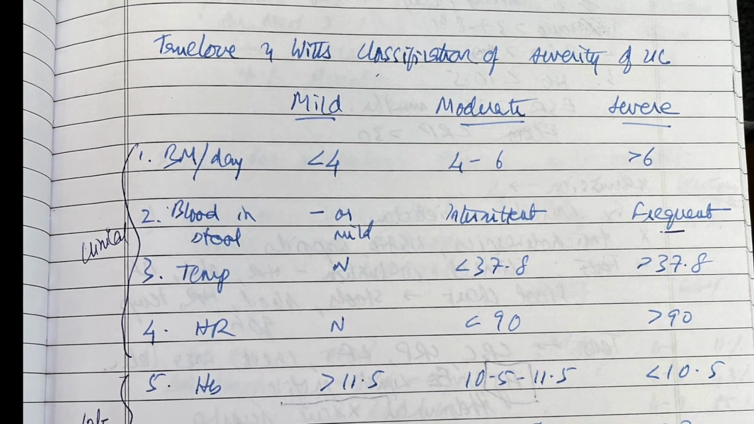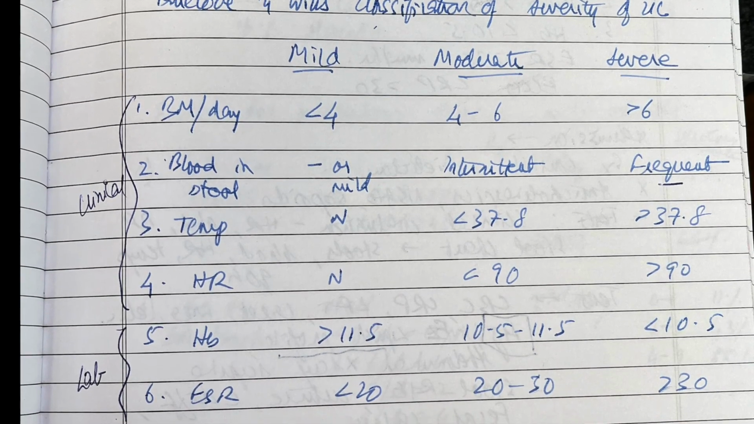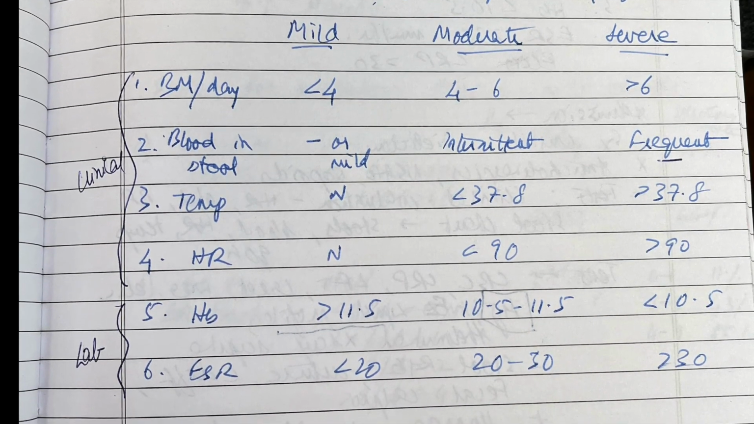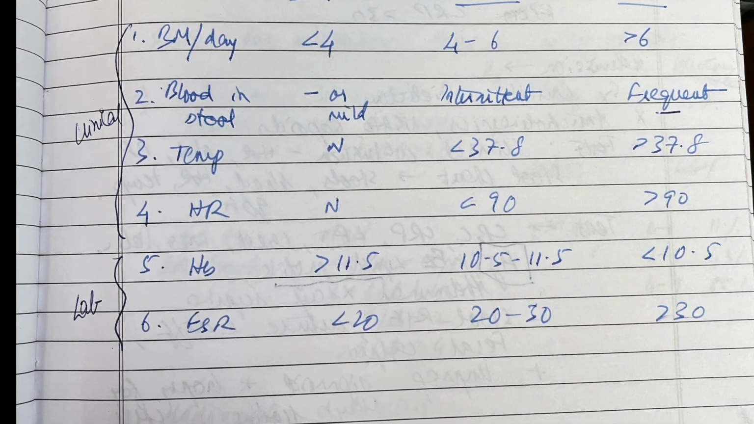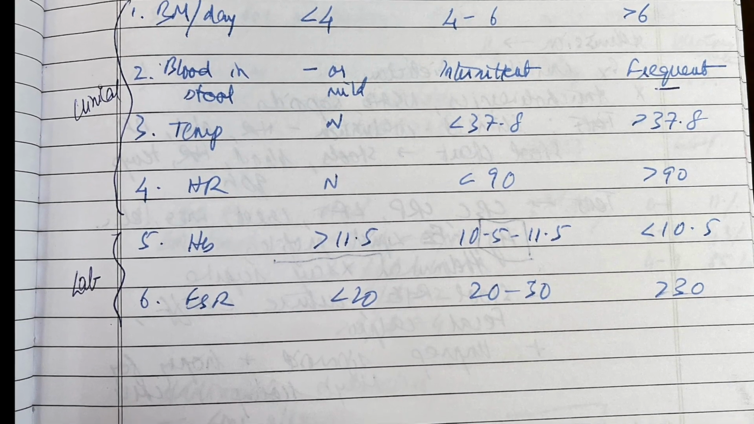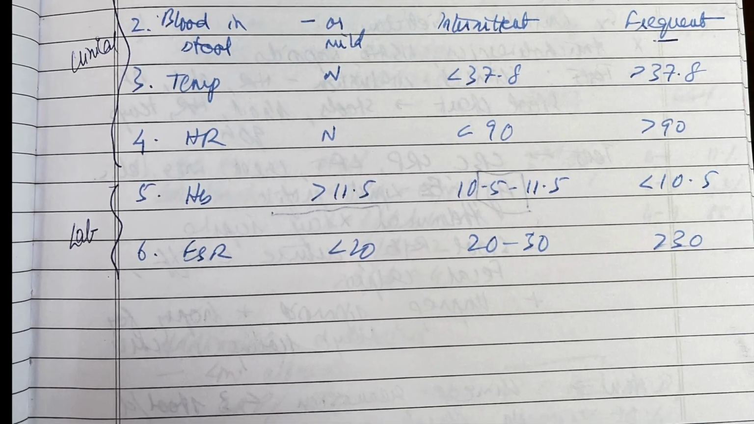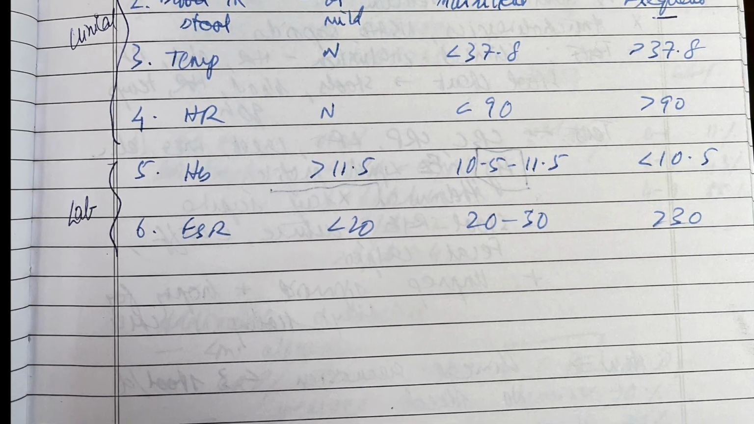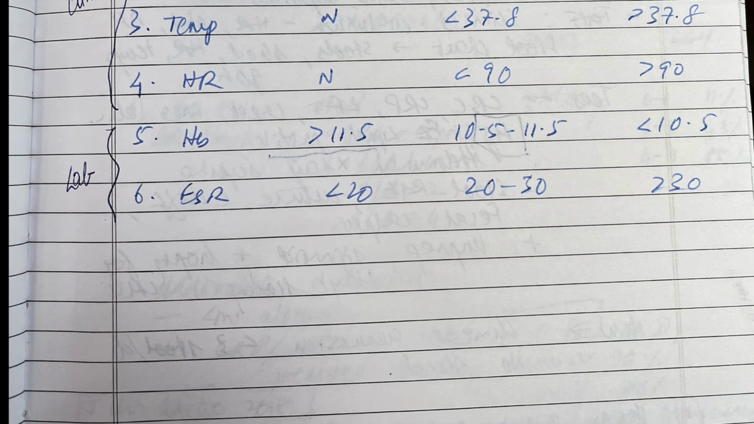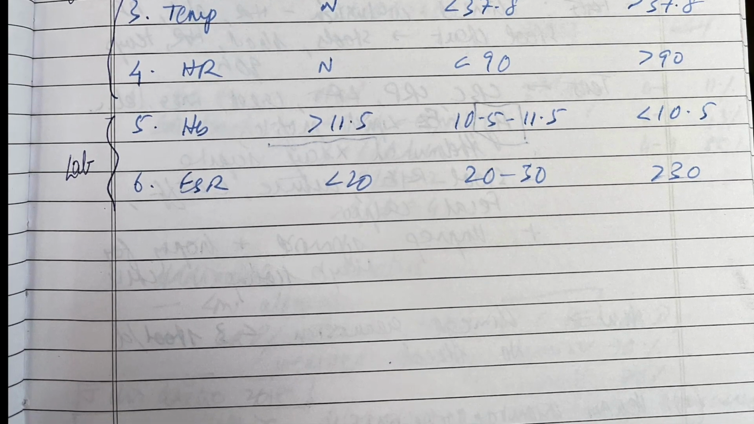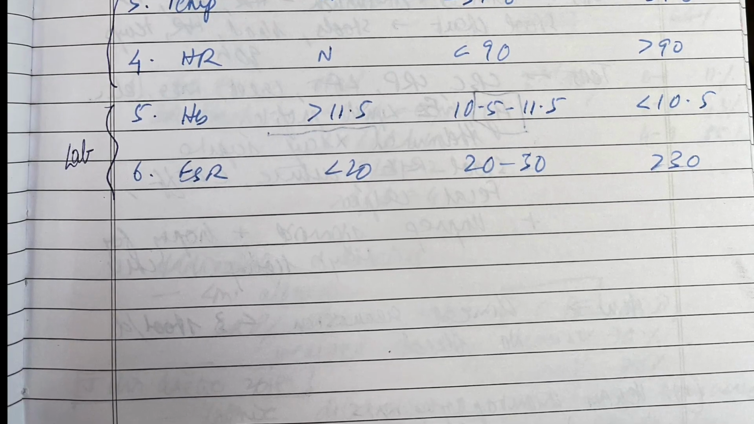Truelove and Witts classification of severity of ulcerative colitis is mild, moderate, and severe, based on bowel movements per day: less than 4, 4 to 6, more than 6; blood in stools: no blood, intermittent, and frequent; temperature: normal, less than 37.8, more than 37.8; heart rate: normal, less than 90, more than 90; hemoglobin: more than 11.5, 10.5 to 11.5, less than 10.5; ESR: less than 20, 20 to 30, or more than 30. Here we use CRP.